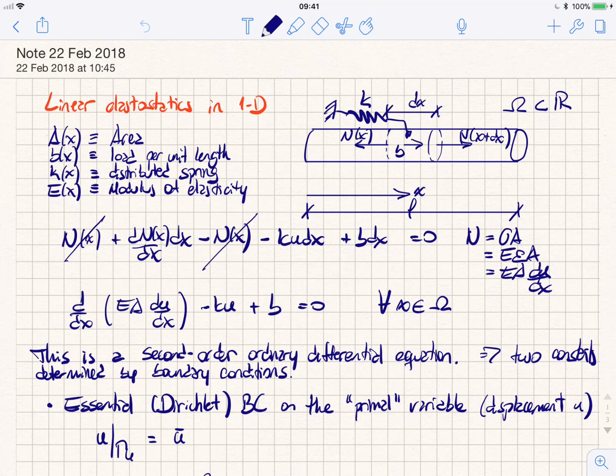Because if you understand the procedure, it repeats itself, and it's just a matter of plugging in another differential equation, and the procedure is the same. So in broad terms, you always start with the equilibrium that you are trying to solve. In this case, it is a balance of linear momentum, or the equilibrium equation.